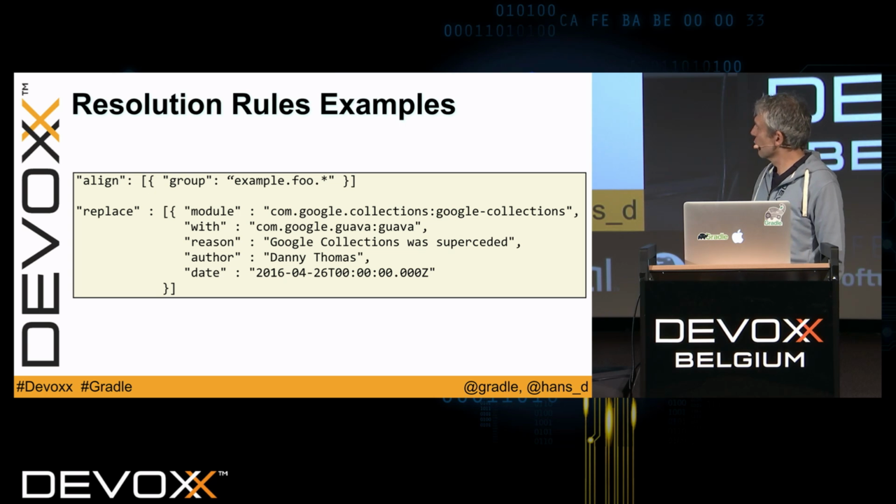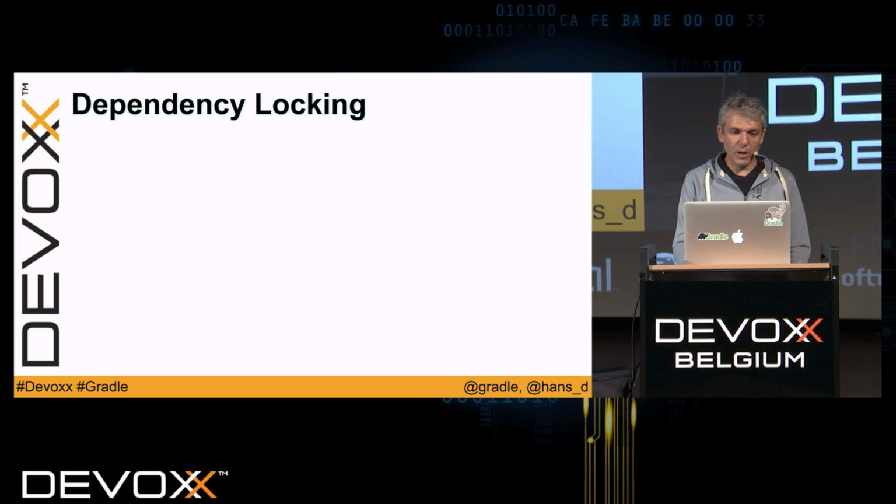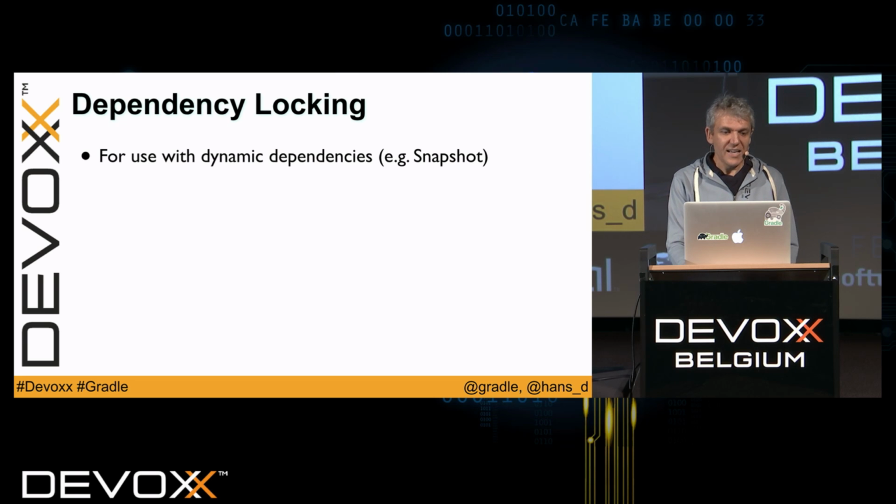This is how a replace rule looks like. Google Collections replaced with Google Guava. You can specify a reason and other interesting metadata. Very, very powerful. The other thing I want to show is dependency locking.